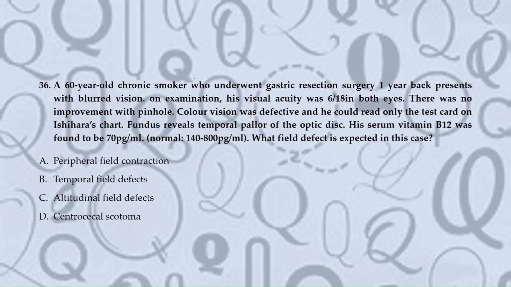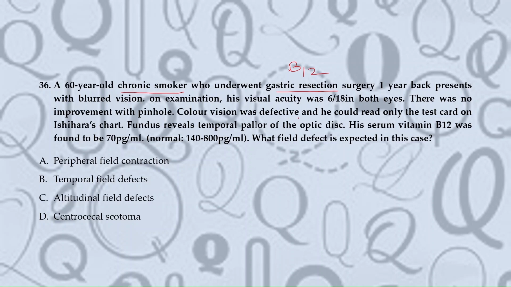A 60-year-old chronic smoker who underwent gastric resection 1 year back presents with blurred vision. So what are the clues here? He's a smoker, so you have smoking. Gastric resection points towards B12 deficiency. Presents with blurred vision. On examination, his visual acuity is 6/18 in both eyes. There was no improvement with pinhole.